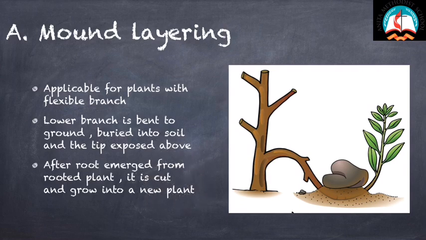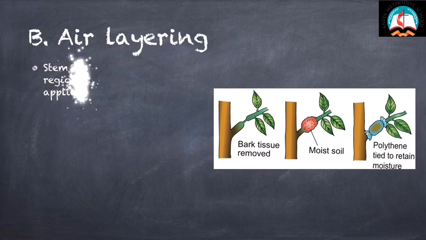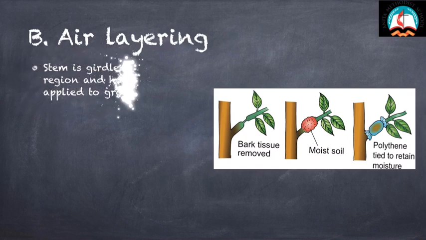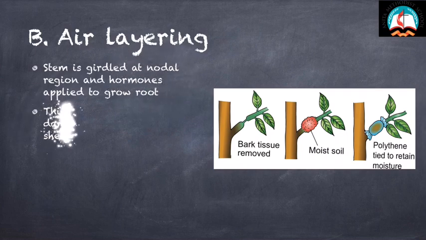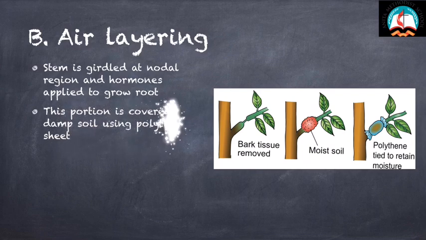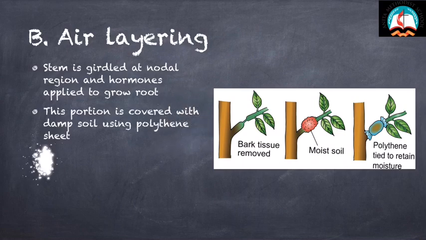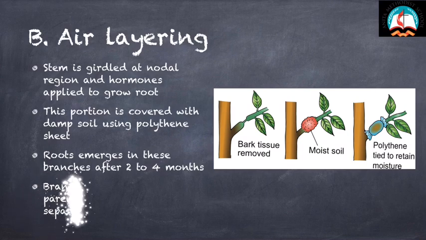The next type is called air layering. In air layering, the stem is girdled at the nodal region and hormones are applied to grow the root system. This portion is covered with damp soil using a polythene sheet. The roots emerge in these branches after 2 to 4 months. Finally, the branches are removed from the parent plant and grown separately into new plants. That's what's happening in the air layering.